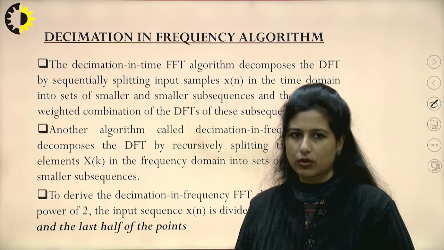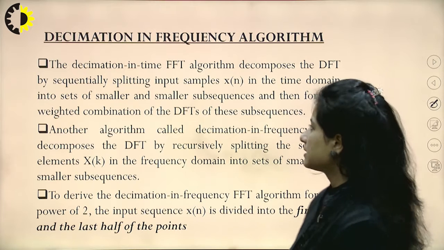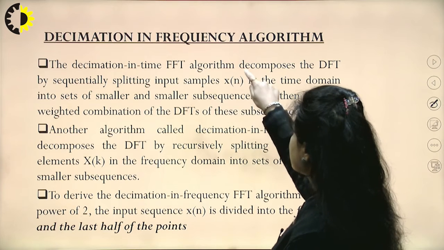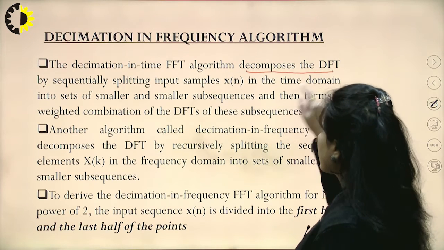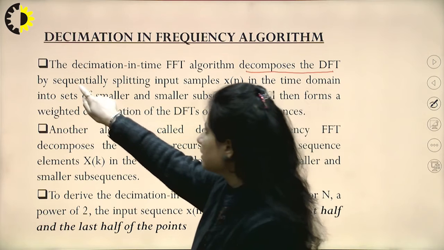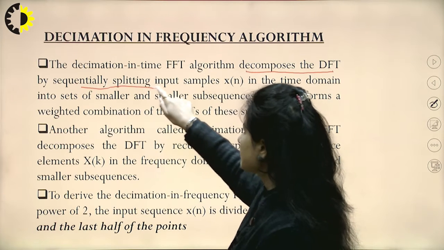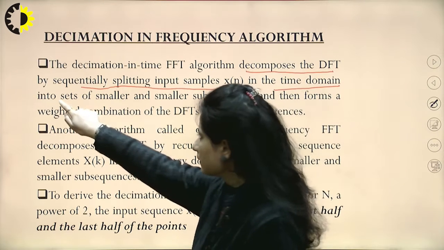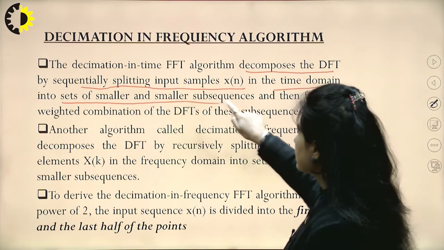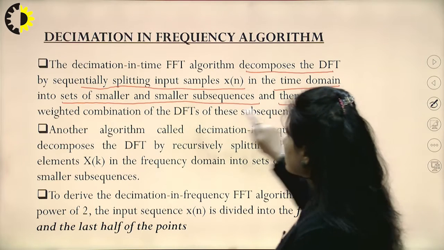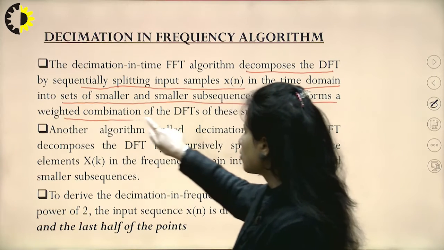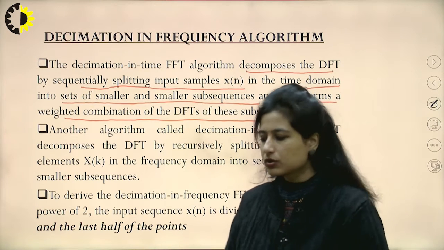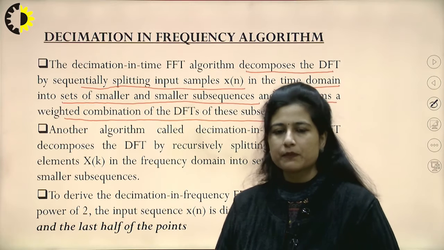frequency FFT algorithm. So in this decimation in time FFT algorithm, we had decomposed the given sample to calculate the DFT. We were dividing that sequence sequentially, splitting that input sample x[n] in time domain into a set of smaller and smaller subsequences, and then forming the weighted combination of DFTs to calculate the overall DFT. So overall we were using a divide and conquer approach.